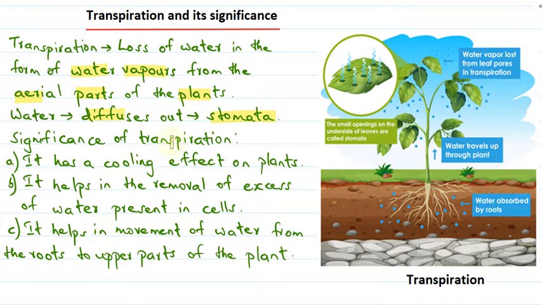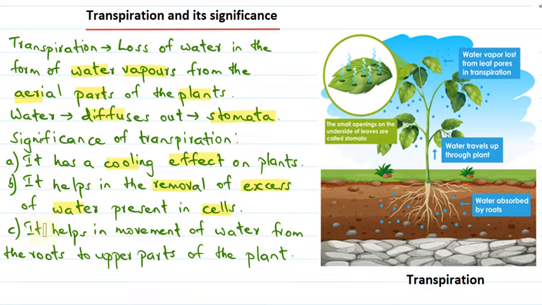Then we saw the significance of transpiration. This process of transpiration has a cooling effect on plants. When water is released in the form of water vapors, it brings down the temperature and hence it has a cooling effect on plants. Then this process helps in the removal of excess of water present in the cells, because some part is utilized by the leaves for performing photosynthesis, and the rest of the excess water is released by this process of transpiration.